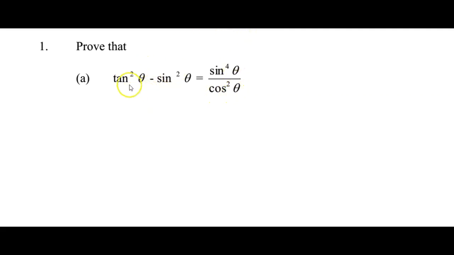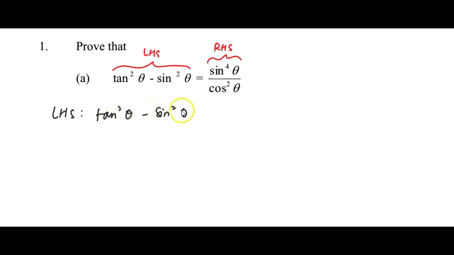So here I'm going to prove from the left side. We will define this as my left side, which later on we'll denote with the symbol LHS. And this is RHS, which represents the right hand side. Here I'm choosing to prove from the left hand side, that is from tangent square theta minus sine square theta, because I can see that I can simplify it: I convert the tangent square into sine over cos, then equate the denominators, and later on simplify to the right hand side.